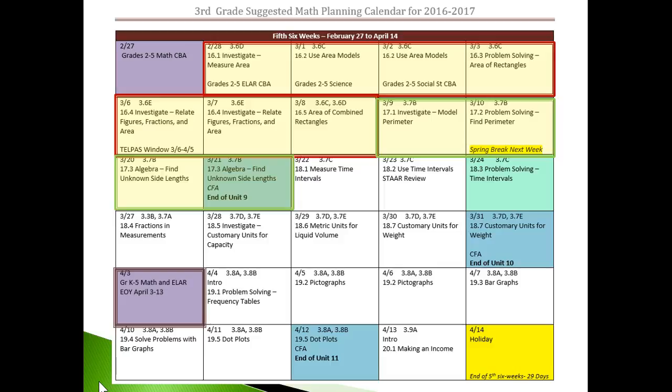I'm not telling you to do this day by day, just as it's here. This is just a suggested calendar. But what I do want you to look at is the text. Notice you're going to have 4 days to teach 3.6C, which covers area.